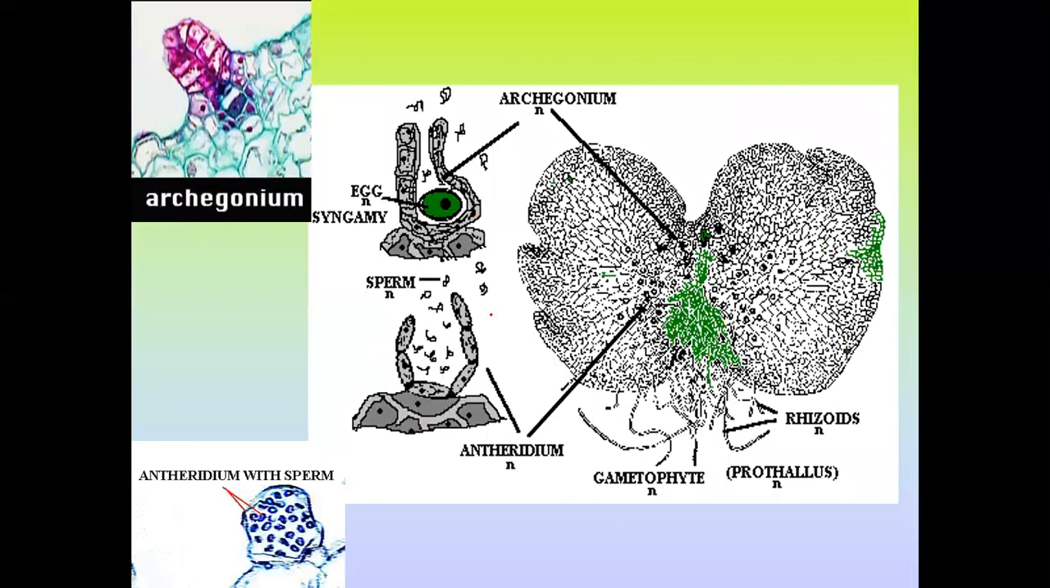Okay, now here is the gametophyte. This is an antheridium with sperm inside. This is an archegonia with an egg down here at the bottom. What's going to happen is that the sperm will come out of the male sex organs, the antheridia, and dive down into the archegonia and fertilize the egg.